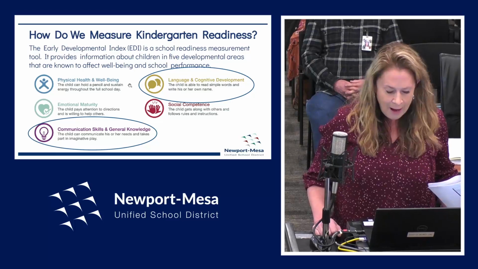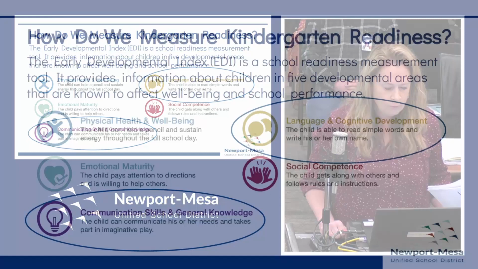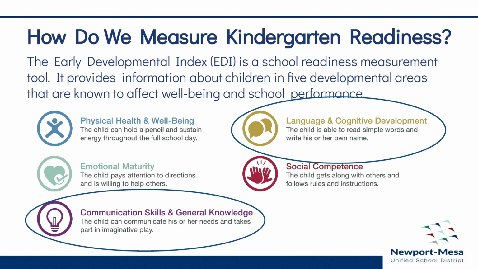So how does it measure school readiness? It looks at physical health and well-being, emotional maturity, communication skills and general knowledge, language and cognitive development, as well as social competence. Now, I circled two of the categories. They did a predictability study through UCLA to show how they correlate with scores on the SBAC. What they found is that all of them show a prediction of SBAC, but two areas have the strongest correlation: language and cognitive development, as well as communication skills and general knowledge.